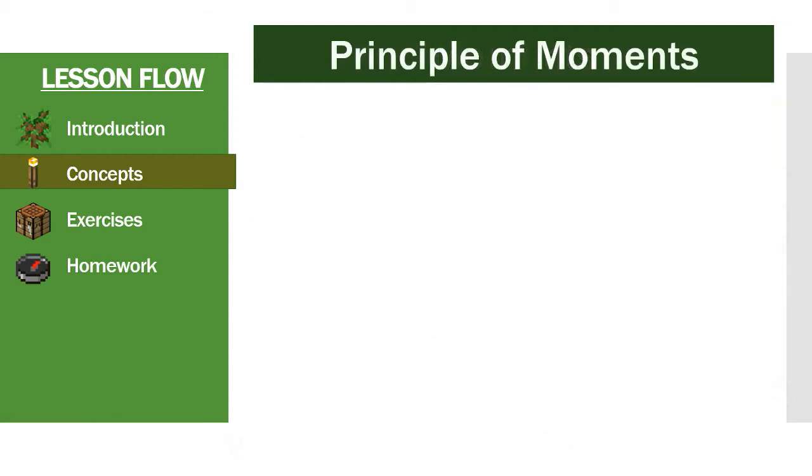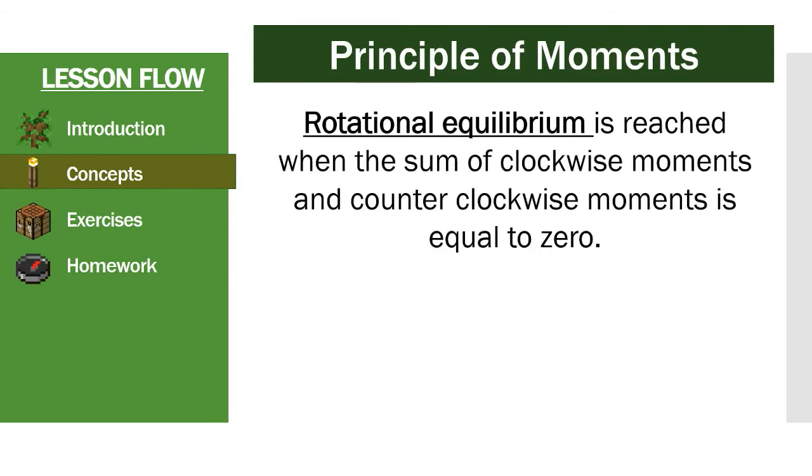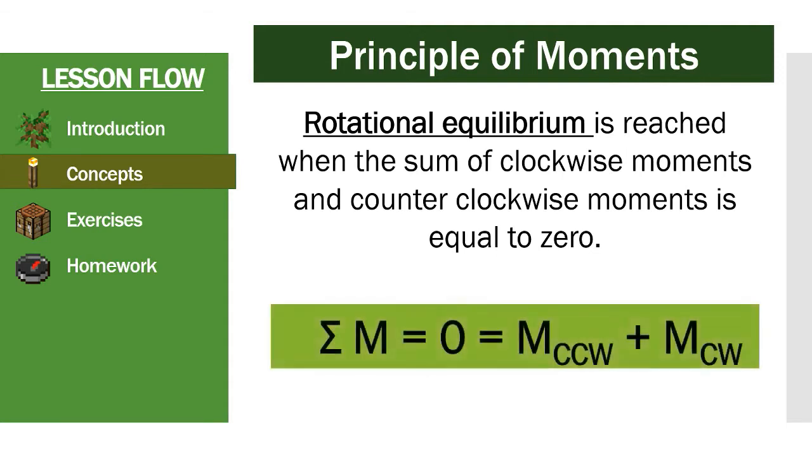When you talk about the principle of moments and when we're trying to balance everything out, rotational equilibrium is reached when the sum of clockwise moments and counterclockwise moments is equal to zero. So this is just a way to word this very simple equation, which is the sum of moments is equal to zero. Okay, so when clockwise and counterclockwise are equal, then that means that we have rotational equilibrium.